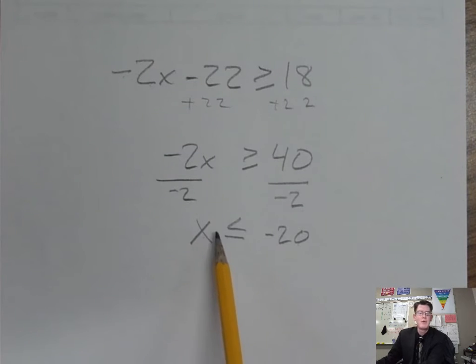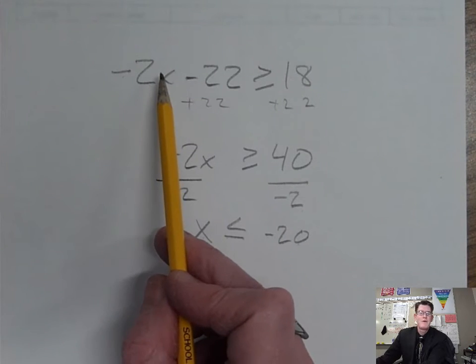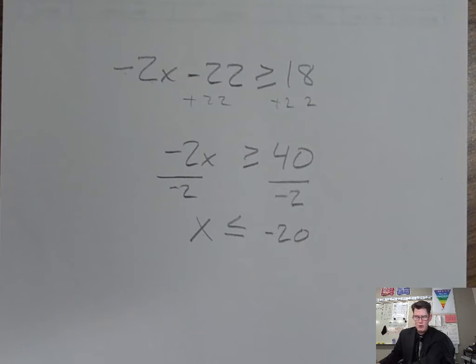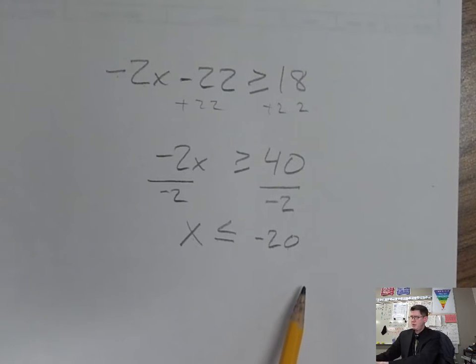I could do it with 0. 0 doesn't work here. And if you put 0 in there, 0 doesn't work there either. Just a way to quickly check your work.